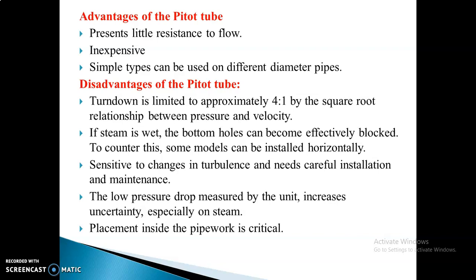Then disadvantages: turn down is limited to approximately 4 to 1 by the square root relationship between the pressure and the velocity. And if the stream is wet, then the bottom holes can become effectively blocked. Why? Because the tube is very thin, so the fluid can't enter into the Pitot tube. So it will automatically create a blockage inside the tube. And it is very sensitive to changes in turbulence and needs careful installation and maintenance.